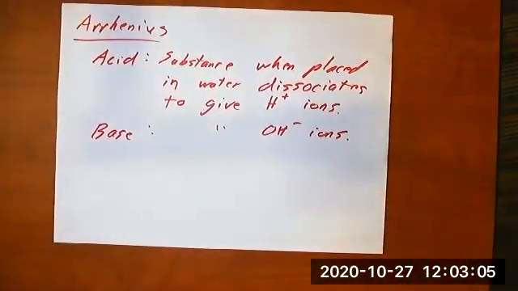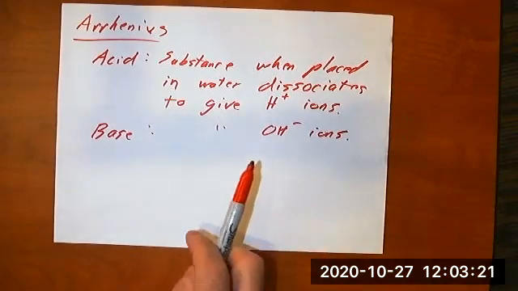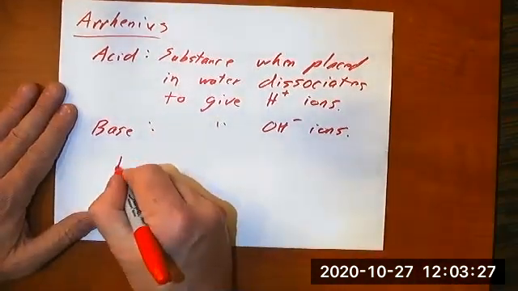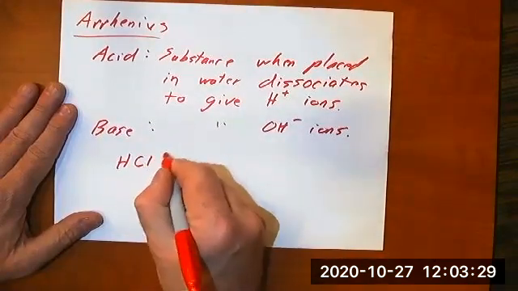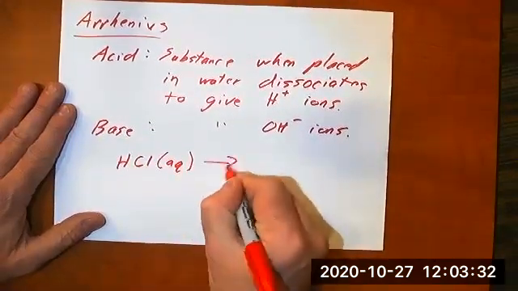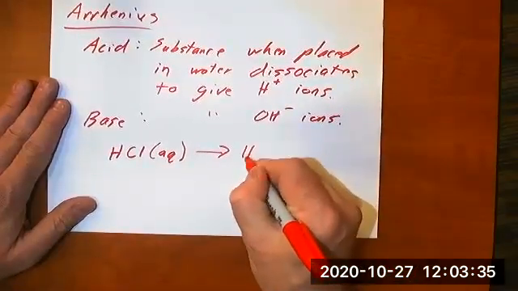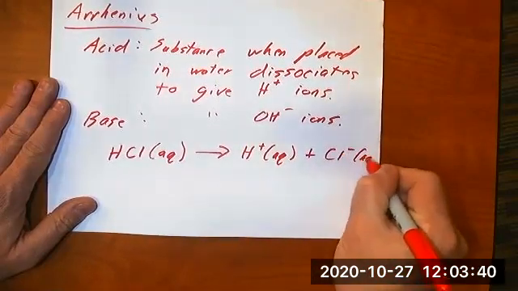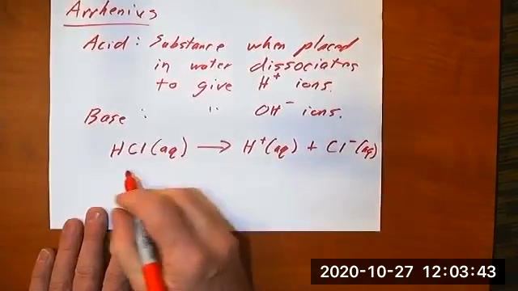So one of the advantages of this particular set of definitions is that it is substance-based, meaning that a substance is either an acid or it's not. It is either a base or it is not. So it's relatively clear-cut in that regard. Let's look at a couple of examples of this. For an example of an acid, we could have HCl aqueous, which when placed in water forms H plus aqueous ions and Cl minus aqueous ions. And so this would be an Arrhenius acid.